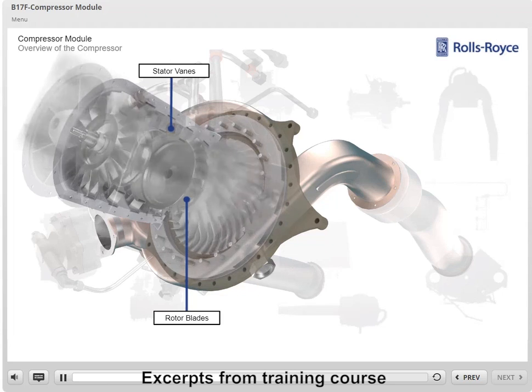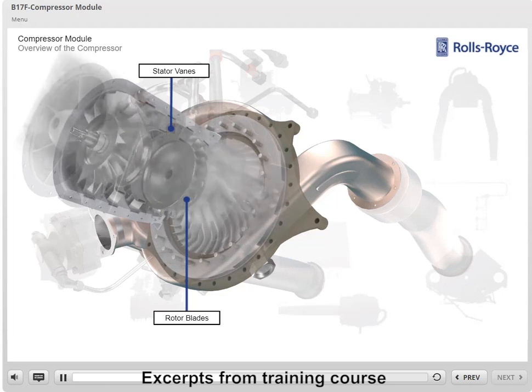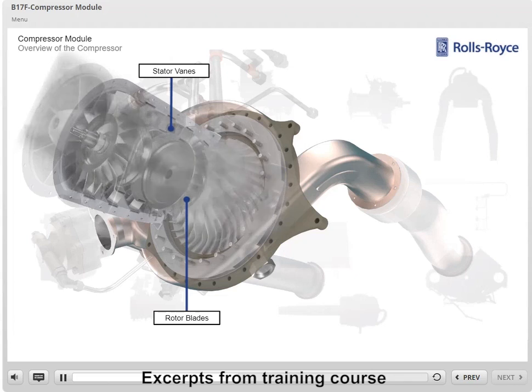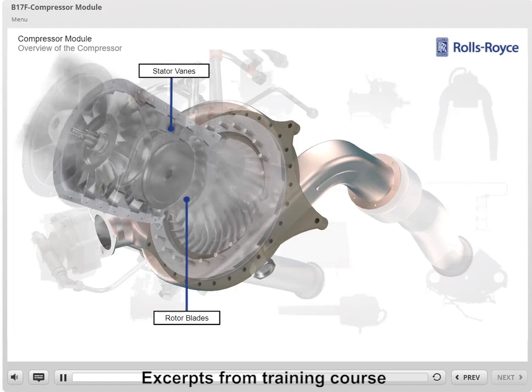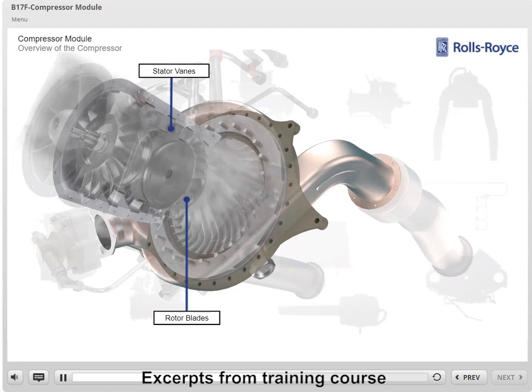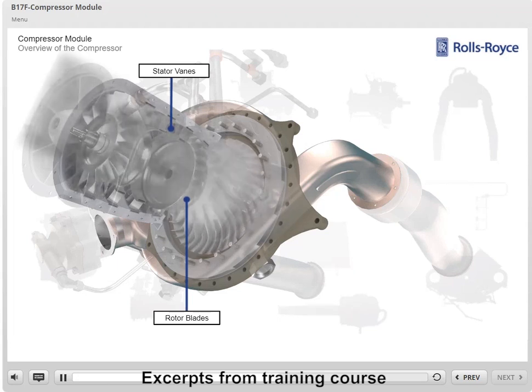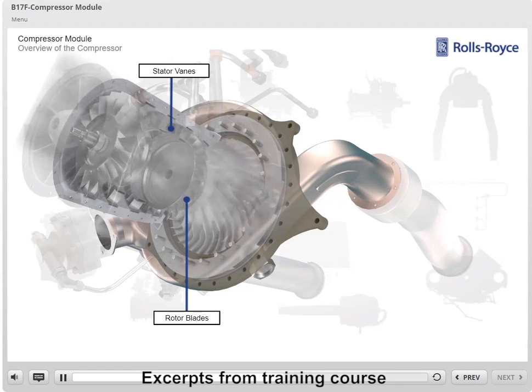Vanes are arranged in fixed rows between the rotor blades and act as a diffuser at each stage to decrease air velocity, increase air pressure, and direct the airflow at the proper angle into the next stage of blades. There may be a number of rows of rotor blades and vanes, each set making up a stage of compression. The number of stages depends on the amount of air and pressure rise required for the particular engine.